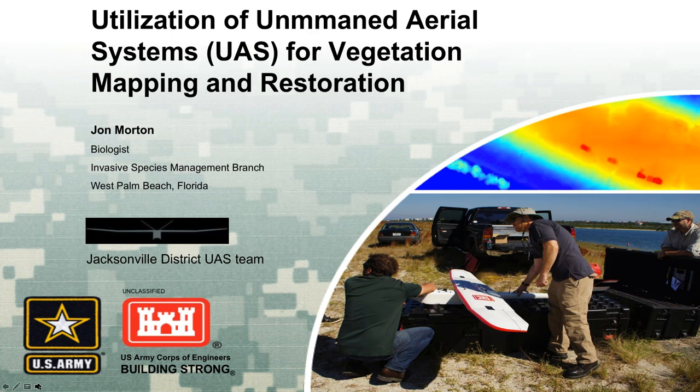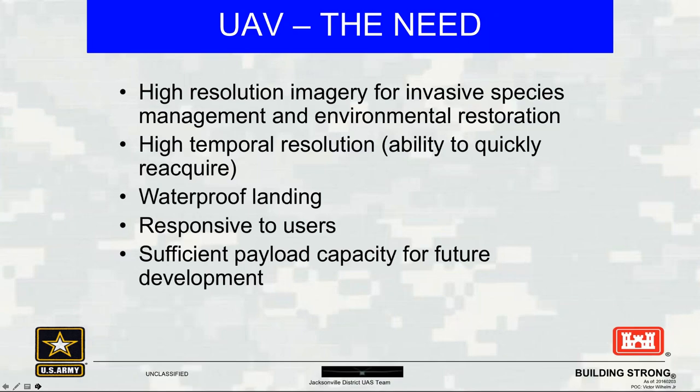So the need for unmanned systems, at least within the Corps, started with our need for more available high-resolution imagery for some of the invasive species work that we were doing at the time, and some of the environmental restoration work that we were doing, and that we also saw some future need for. We needed high temporal resolution, and we needed to be able to acquire it quickly and turn it around for our end user.